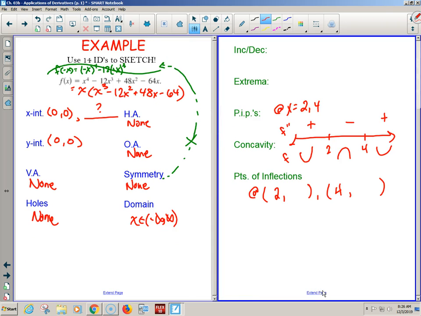It's up to you guys. When we plug in, what do we get? Sometimes it's easier just to write it out. We have 8 minus 48 plus 96 minus 64. Is that right?